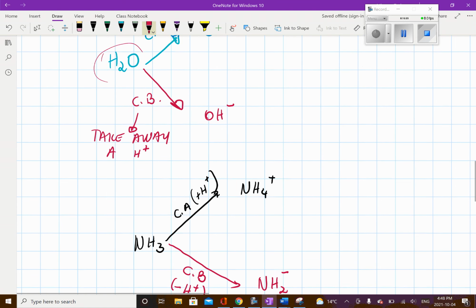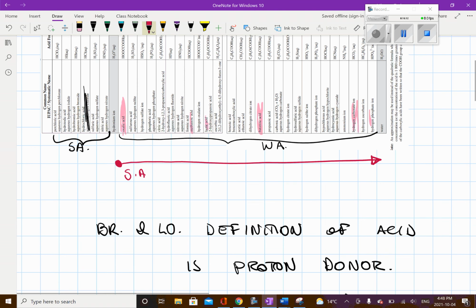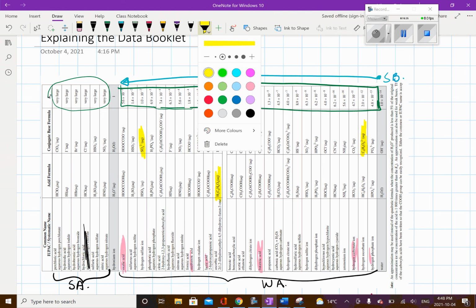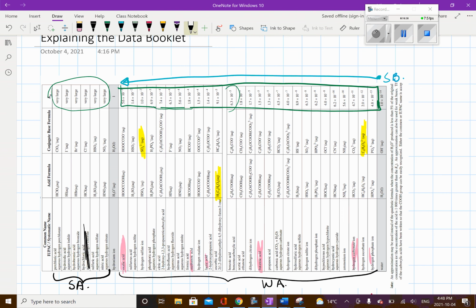And in your data booklet, what you have is the conjugate base of the acids. What it actually is, is that one of the hydrogens is taken away. So take any of them. Let's suppose this one here, H2C6H6O6. When you compare it with the conjugate base, it has one less hydrogen.